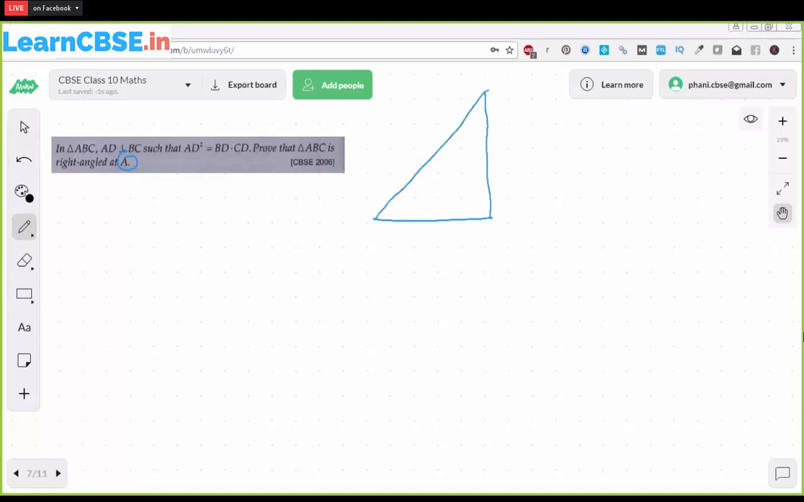The triangle is ABC. AD is perpendicular to BC. It's given AD square equals to BD into CD. We have to prove that triangle ABC is right angled at A.